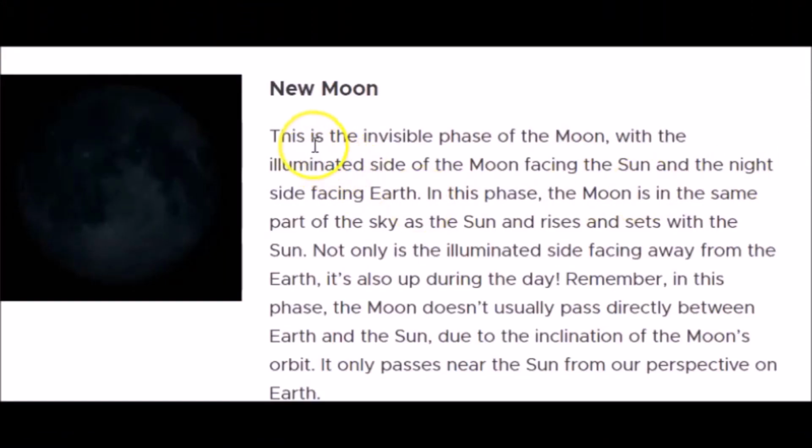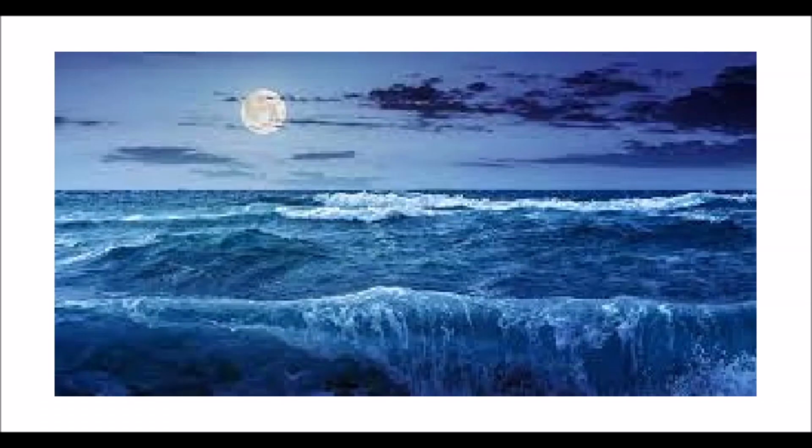Or is it like NASA say, this is the invisible phase of the moon? Yet when they say that, they show this. That'll look invisible. Let's see how they explain the tides on a globe.